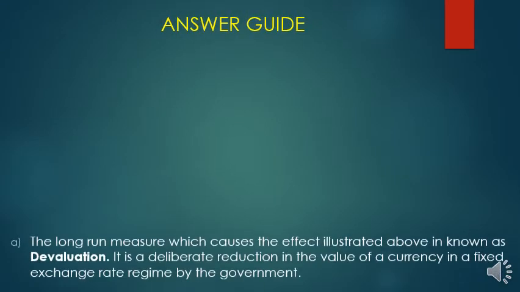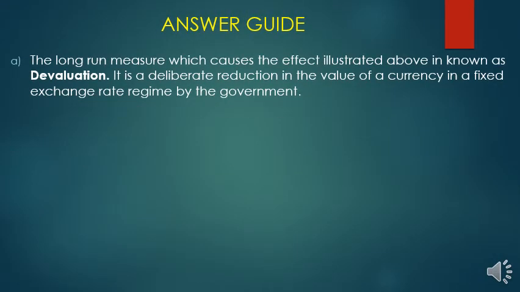Answer guide. The long-run measure which causes the effect illustrated above is known as devaluation of currency. That is a long-run measure, and it is a deliberate reduction in the value of a country's currency in a fixed exchange rate regime by the government. Please, devaluation is carried out by the government in the fixed exchange rate regime.